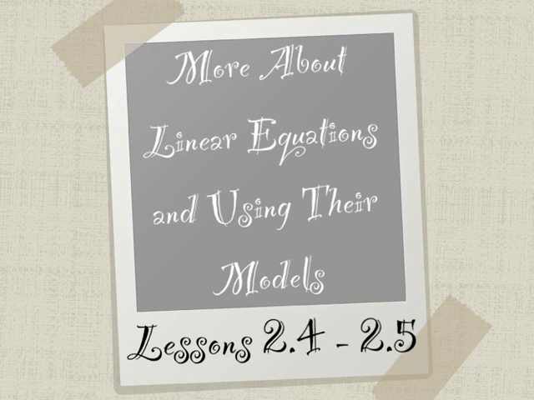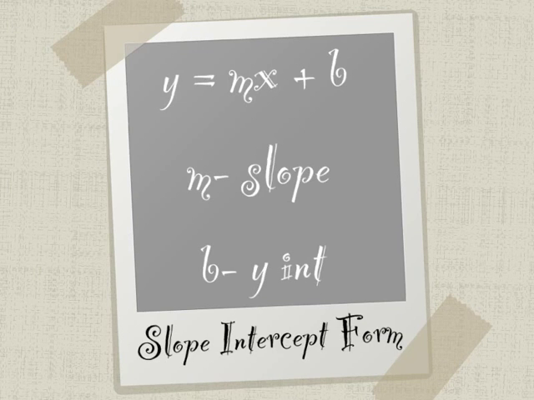This is video 2.4 through 2.5 for more about linear equations and using their models. So last video we talked about the slope-intercept form. Slope-intercept form was y equals mx plus b, where m was our slope and b was our y-intercept.